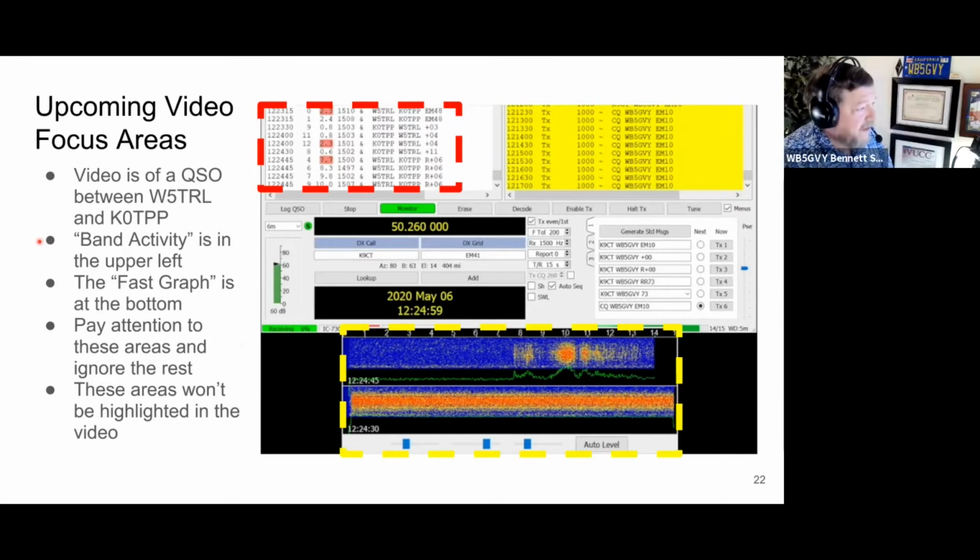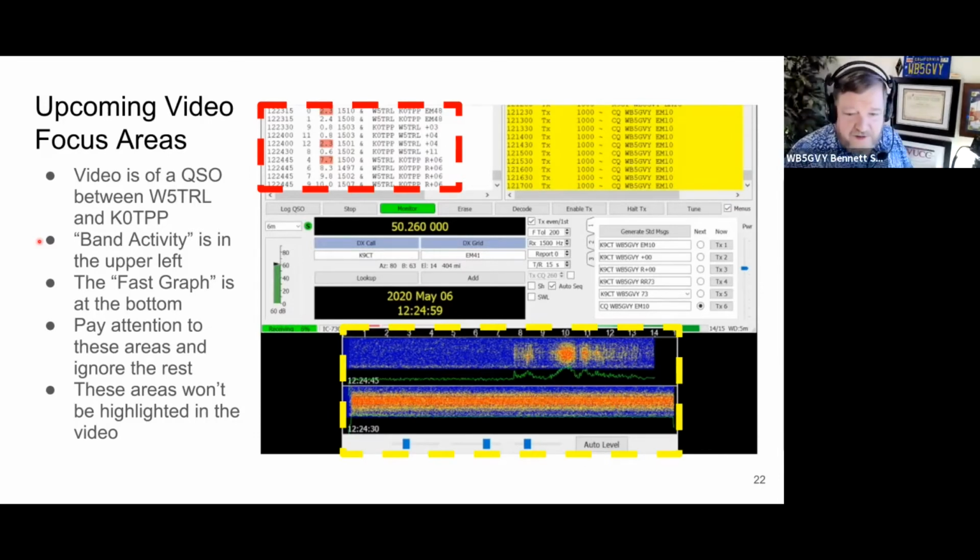What I've done, you'll see there's a red dashed box in the upper left. You'll also notice that this screen looks a whole lot like an FT8 screen because it's using the WSJT-X software. Many of the features for Meteor Scatter are very similar, if not identical, to the screen you'll see for FT8. We'll be going into detail on the differences, however.